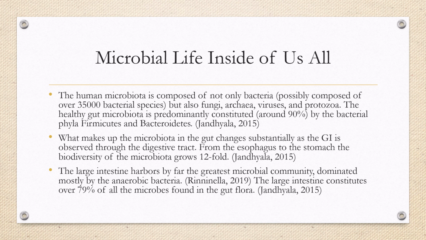So there's a lot more as you get further into the later portions of the GI. You will find a wider diversity of bacterial life and just microbiotic life. The large intestine harbors by far the greatest microbial community, dominated mostly by the anaerobic bacteria. The large intestine constitutes over 79% of all of the microbes found in the gut flora. And every person's gut is unique, consisting of collectively more than 100 trillion microorganisms.